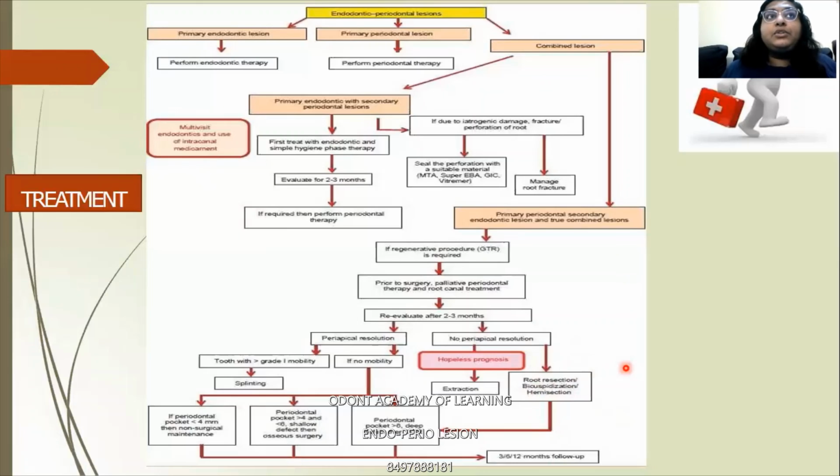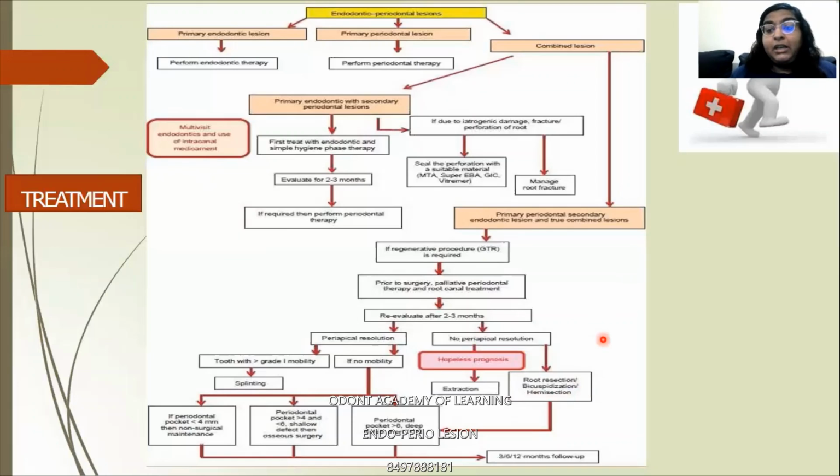So root resection means you remove only one part of the root which is infected. In a multi-rooted tooth, you remove only one part of the root which is affected. Bicuspidization is the creation of two premolars from a molar. This can be done when there is a defect in the furcation area. When the defect is in the furcation area, we split the tooth from the center and create two separate teeth so that it becomes easy for that area to be cleaned, making it basically a self-cleansing area.